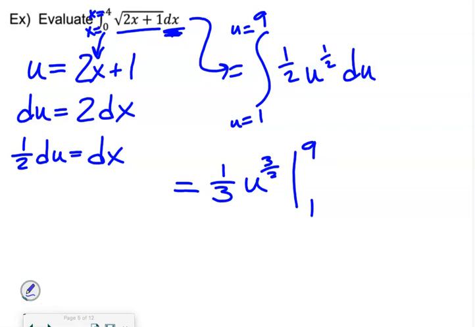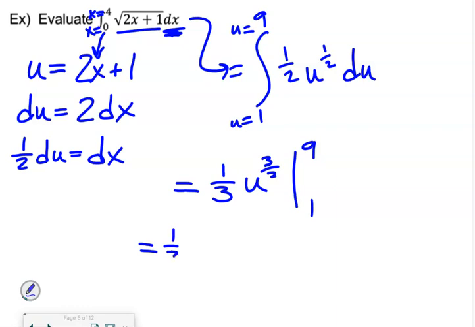We have a perfectly good integral to evaluate. Do we have to switch back to x's? No. Just plug your numbers in and you're done. So you never have to convert back, because you've already converted your limits. This is an equivalent integral. You just said this and this are equal. So you can go ahead and evaluate this.